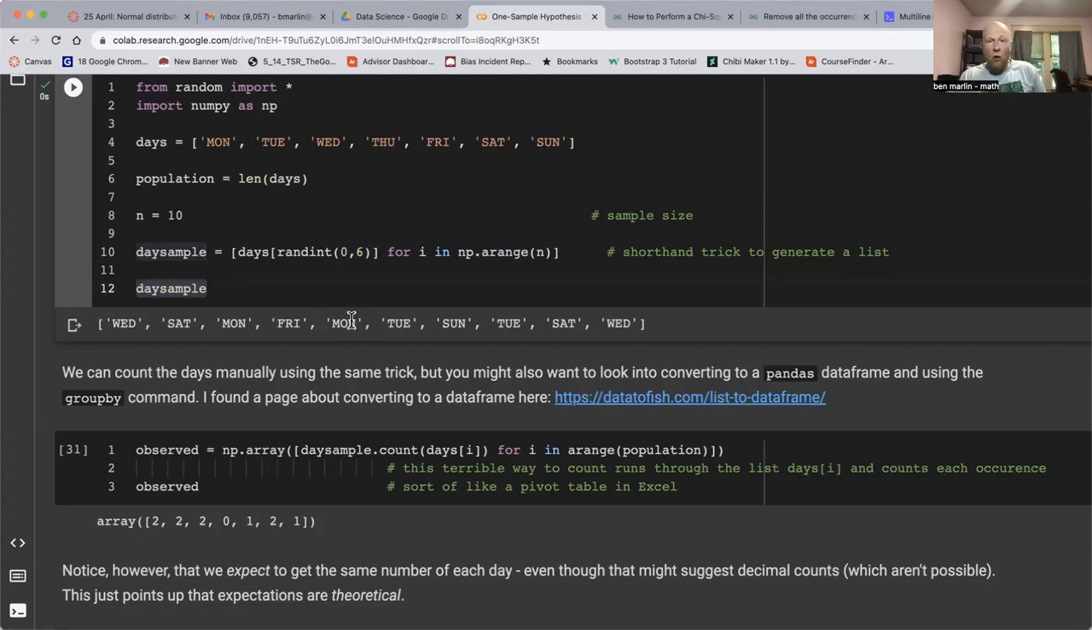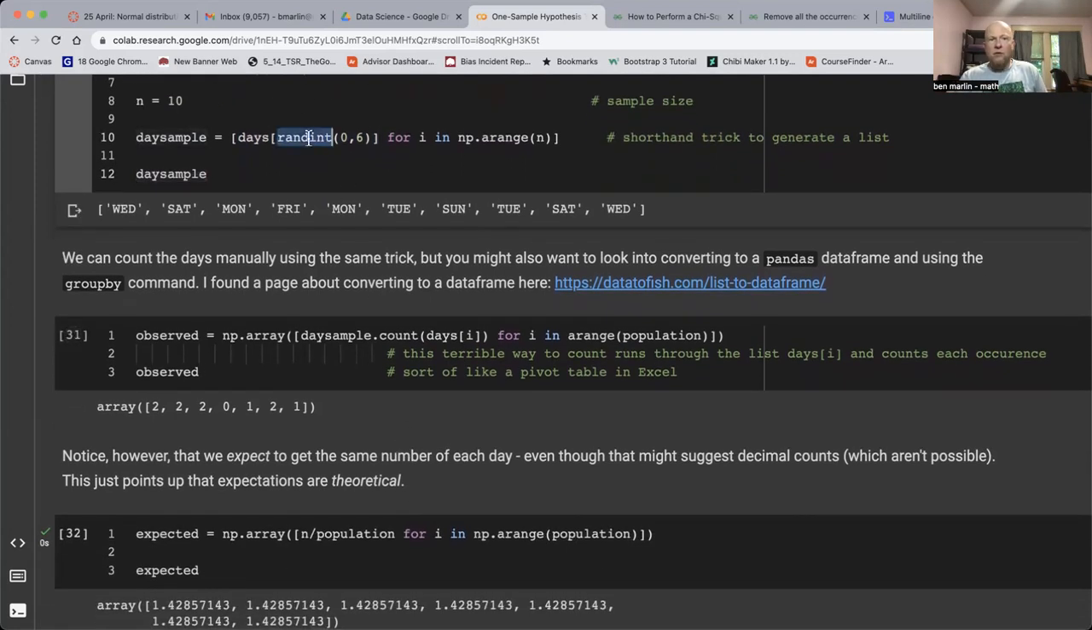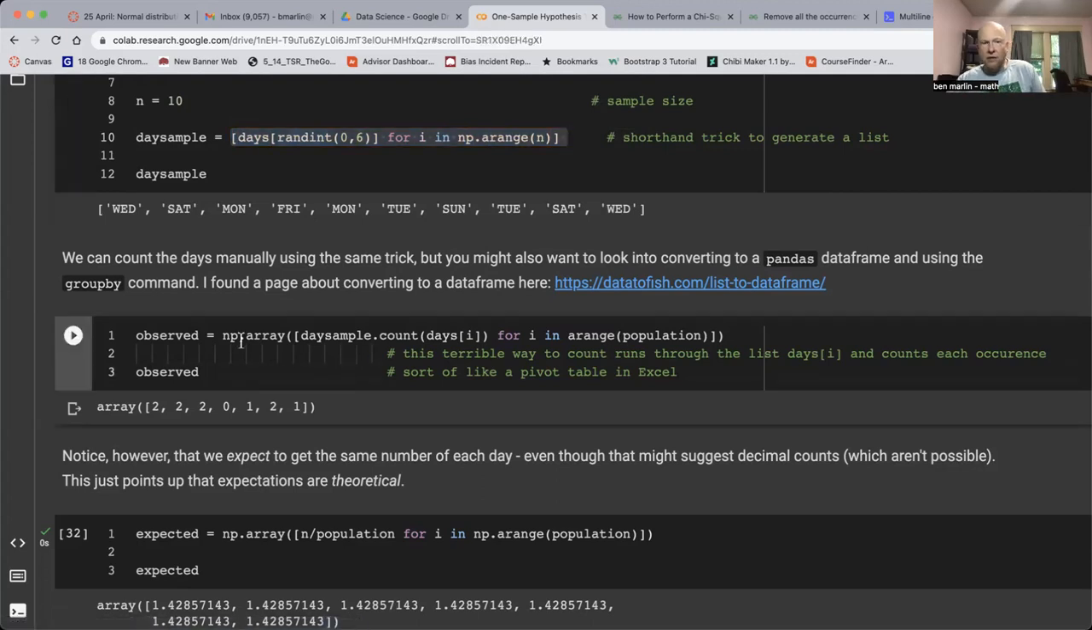Now, the thing is, what we want is not really the sample itself, but a count of the sample. And so I wanted to introduce that trick about using the loop because of the neater thing that I do down here, which is to make an array out of it. But the thing I'm making an array out of is a list. And the list is that I'm going to take my sample and count the number of things in days of i. Days, square bracket i.